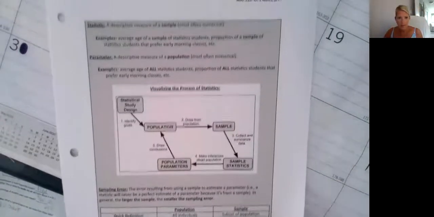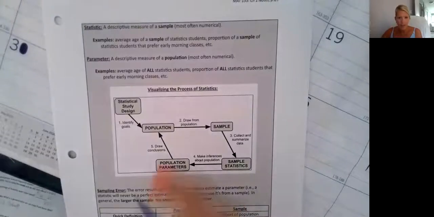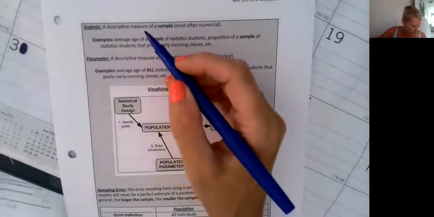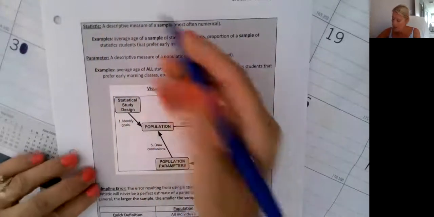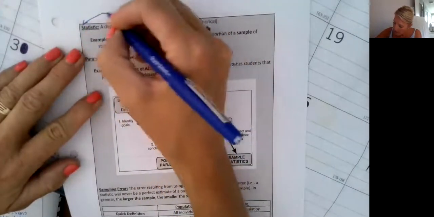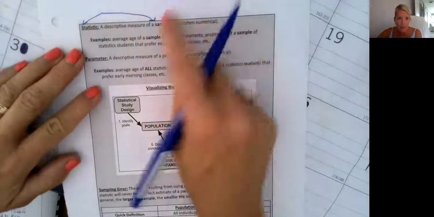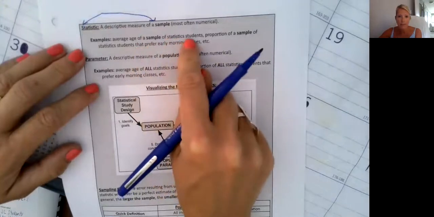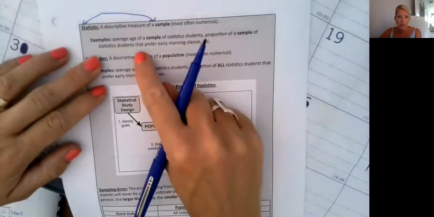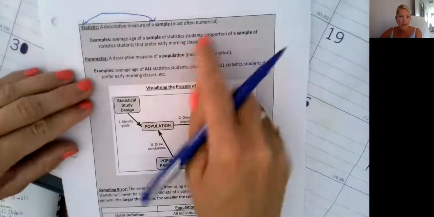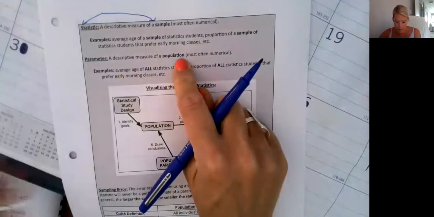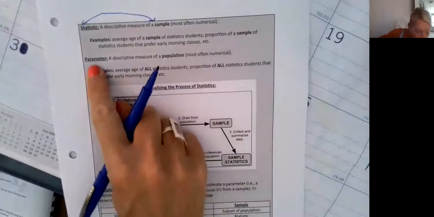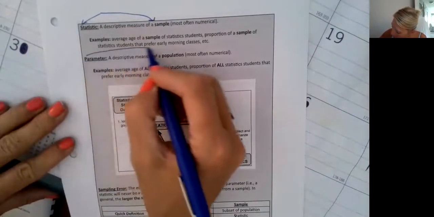This leads us to what we just calculated, the 25% that wanted their superpower to be super speed. That's called a statistic because it was based on a sample. Notice that these both have S as their first letter. An average age of a sample of statistics students, or the proportion of a sample of statistics students that prefer early morning classes, are statistics. A parameter is a descriptive measure of a population. If we knew what every single JC student preferred as their superpower, we could say that that's called a parameter. Notice that they each have the same first letter, P.